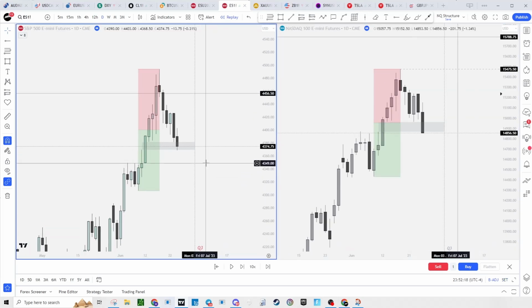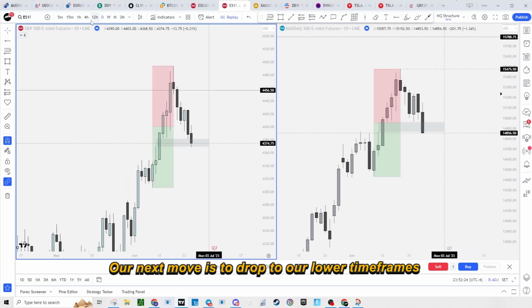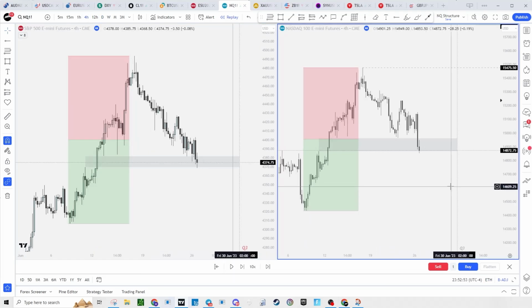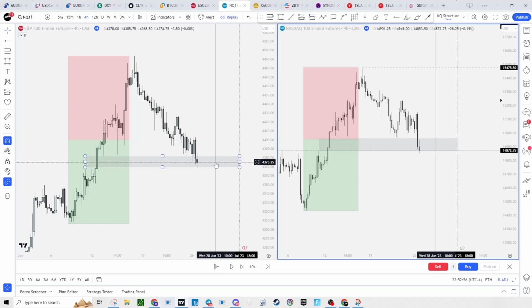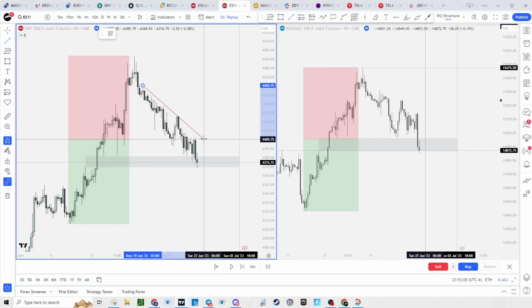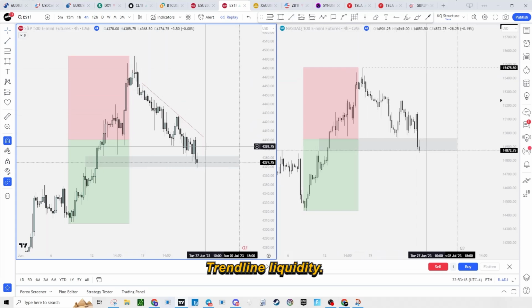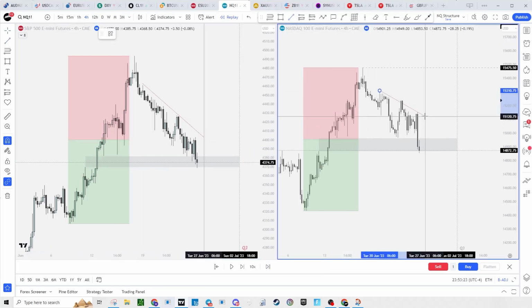So now that we've reached our daily bullish fair value gap in discount of the daily swing, our next move is to drop to our lower time frames. So we're going to drop to our 4-hour chart on both ES and NASDAQ. Okay, so now the first thing that I noticed when price retraced into the discount PD array of this daily swing, on the 4-hour chart below the daily, was just a huge buildup of trendline liquidity. We're making no stop hunts as we were making our lows into the range of discount, and the same thing on the NASDAQ as well.